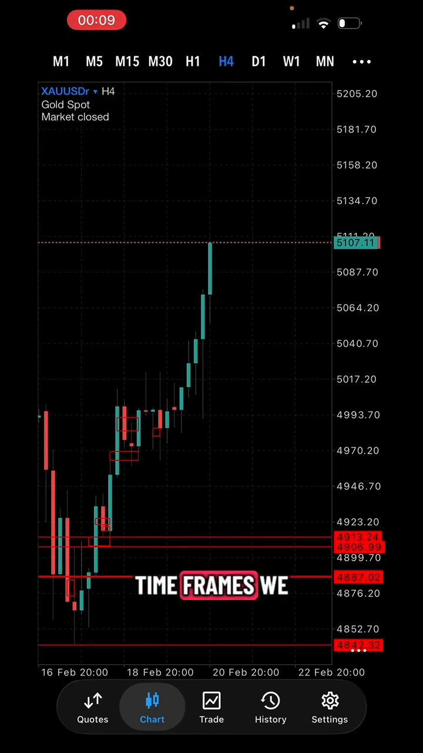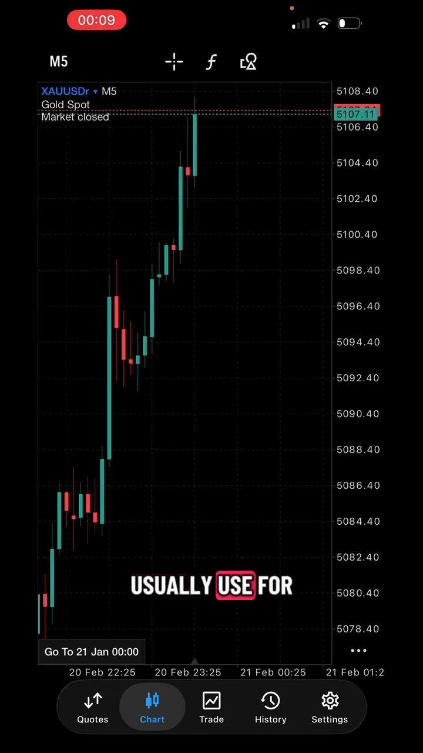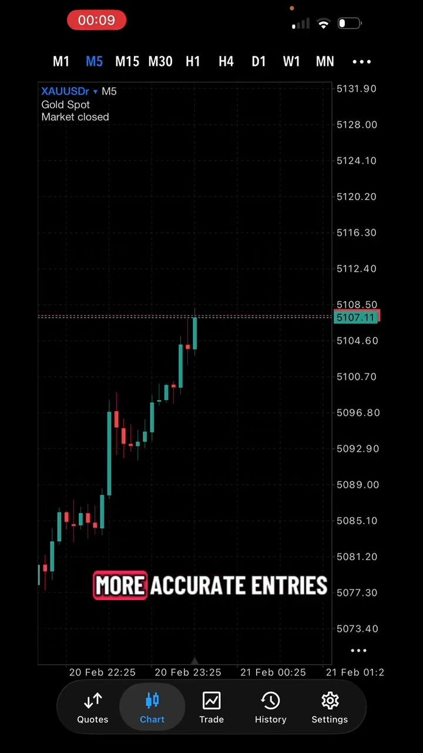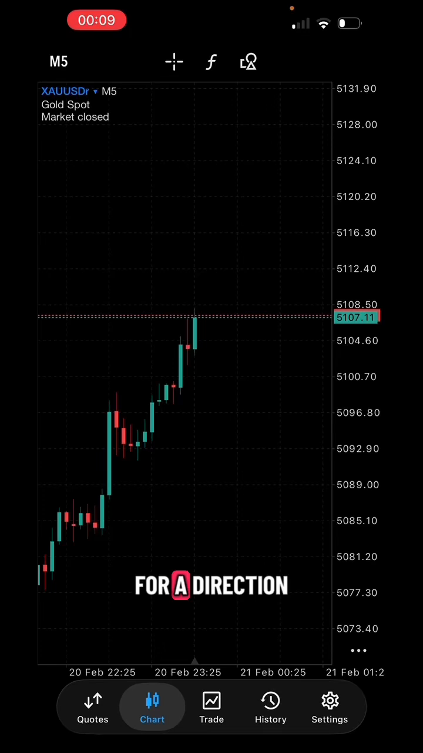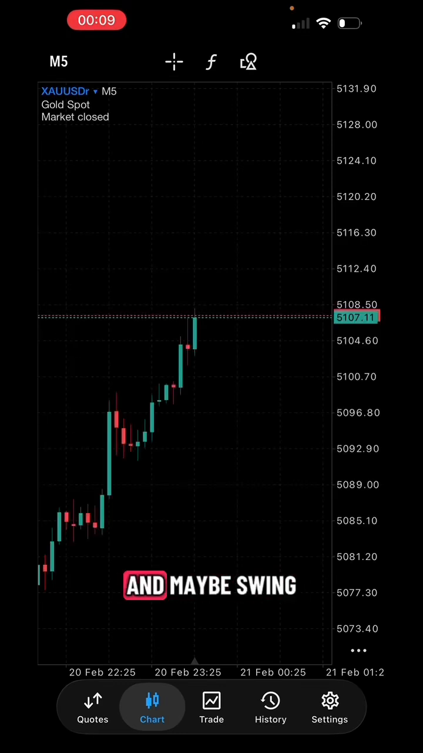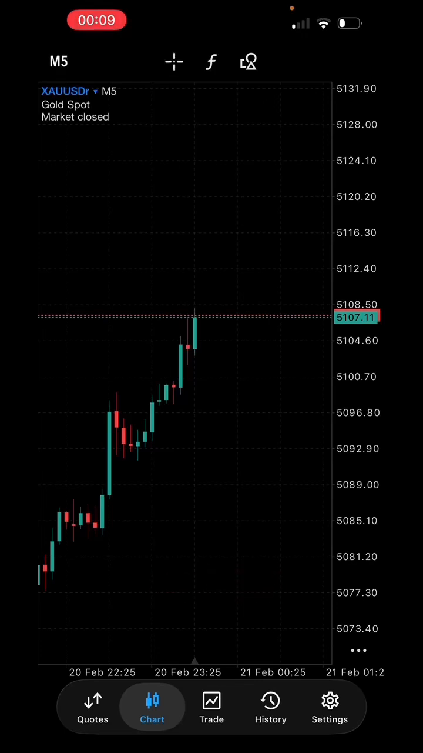So the higher time frames we use for identifying direction for the day, things like that. And the lower time frames we usually use for our entries, because on the lower time frames we'd get more accurate entries. On the higher time frame we just look for our direction for the day or however long you're trading. Of course, if you're day trading, you would look for your direction for the day, and if you're maybe swing trading, you would of course use the even higher time frames that we have over there.